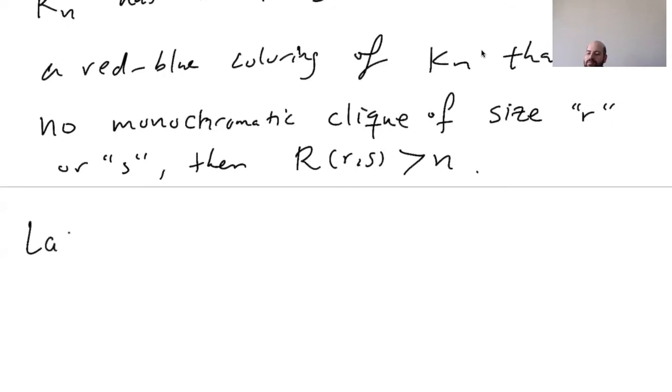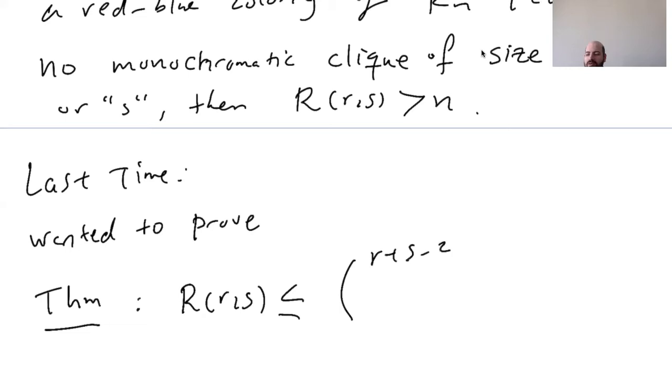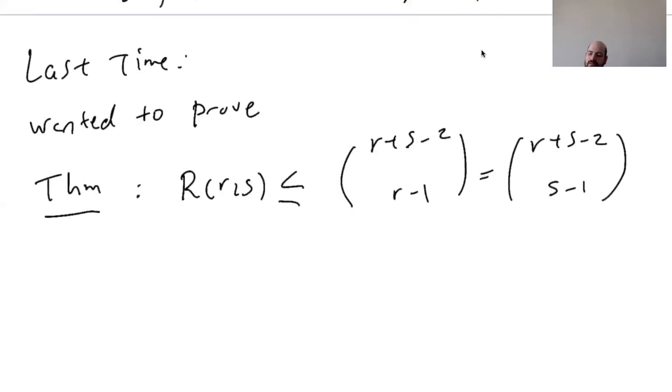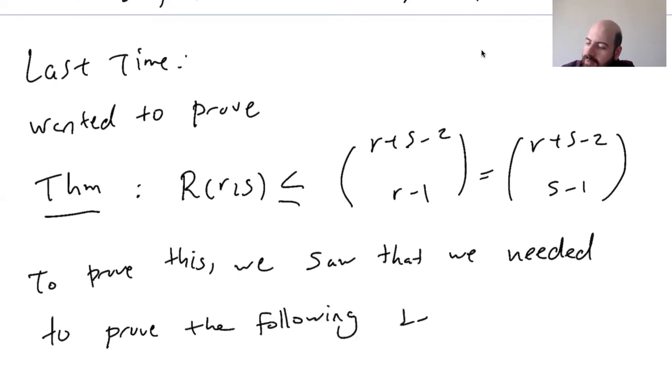Okay, so these two remarks are important and we are going to use them. Now, last time we wanted to prove the theorem that was saying that capital R of R and S exists for every R and S, and there is a specific upper bound for it, which is R plus S minus 2 choose R minus 1, which is the same as R plus S minus 2 choose S minus 1. And to prove this, we saw that we needed to prove the following lemma first.